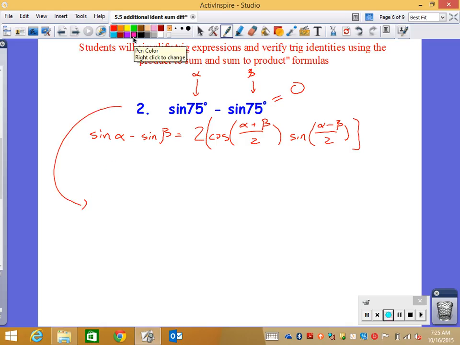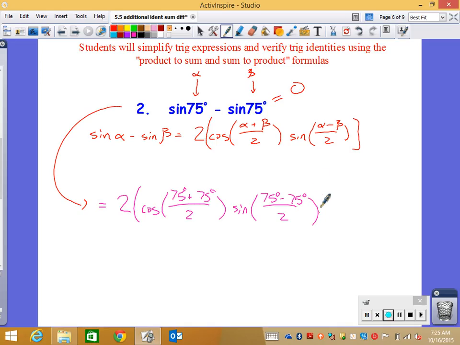So let's come down here. Let's plug everything in. This is equal to 2 times the cosine of 75 plus 75, they're both degrees, so we got to mark them as degrees, divided by 2, times the sine of alpha minus beta, 75 degrees minus 75 degrees, all divided by 2. And let's simplify. 2 times, well, cosine 75 plus 75 gives me 150 divided by 2 degrees, times the sine 75 minus 75, well, that's just 0 divided by 2, so the sine of 0.